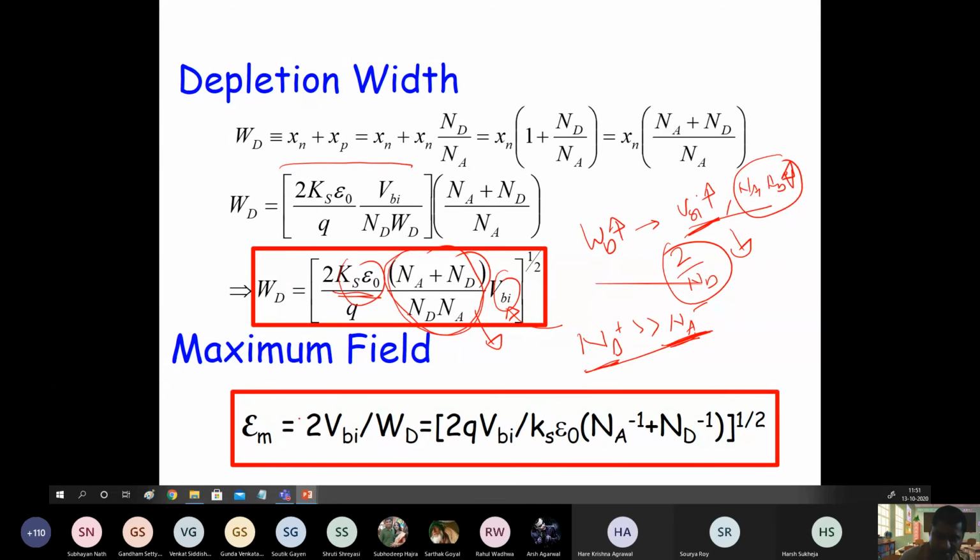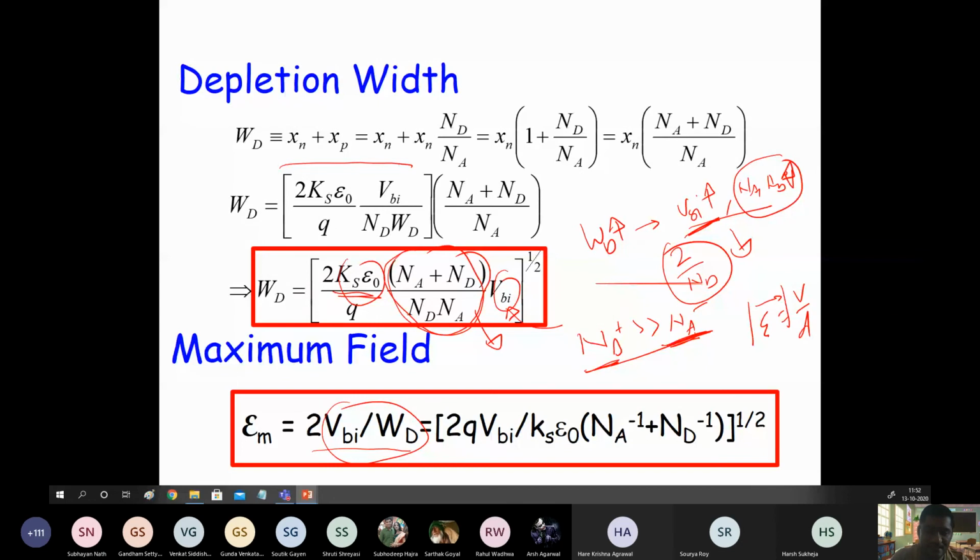And also you can express this Emax in terms of depletion width. So your Emax is 2 VBI by depletion width. You can compare this with a parallel plate capacitor, where electric field is V over D, right? So here it is basically 2 VBI by WD, because the field is not constant here. In case of a capacitor, the field is constant. So it's just basically the average, right? So half Emax is VBI by WD.